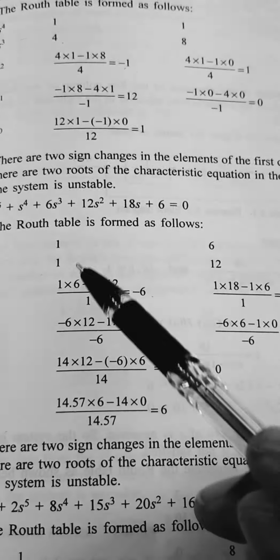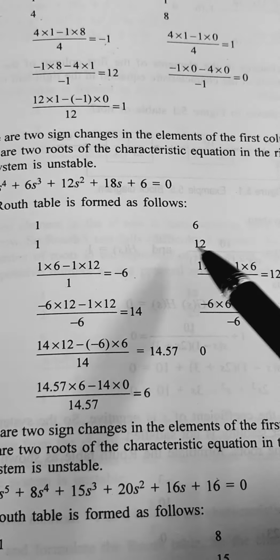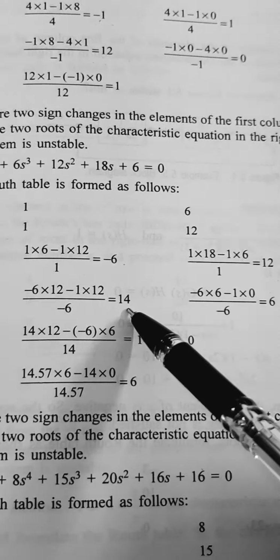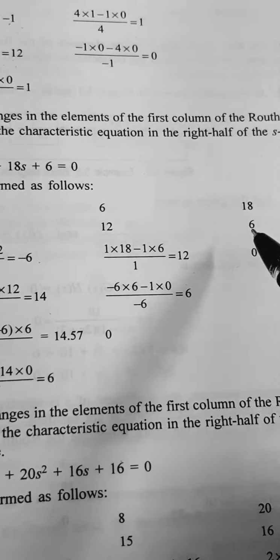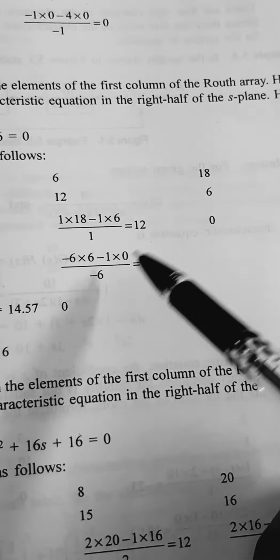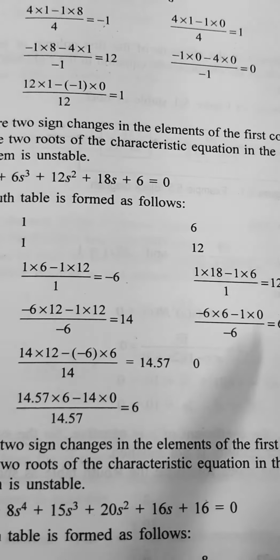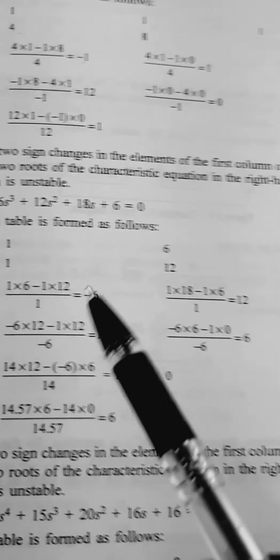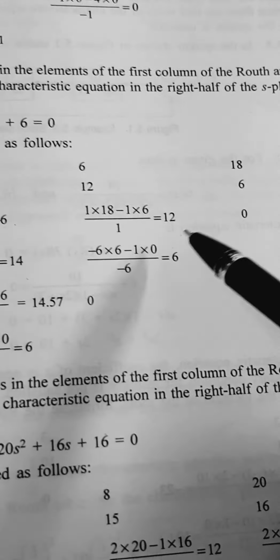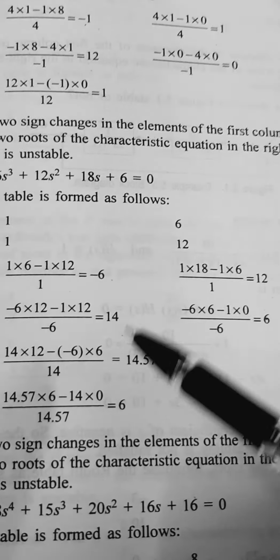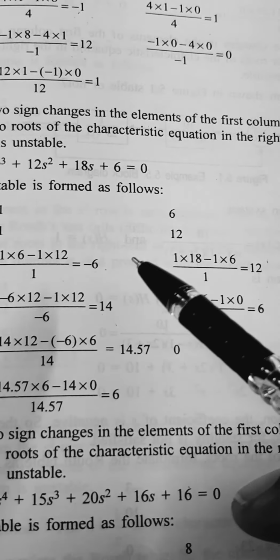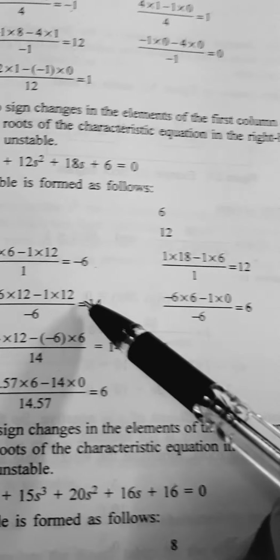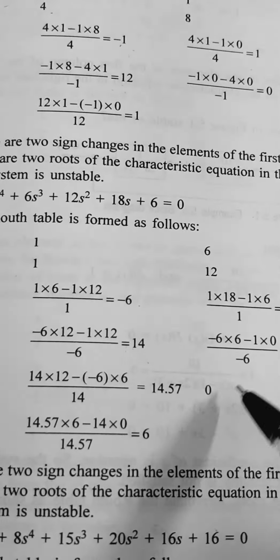Next, these elements are obtained by considering the previous row, that is minus 6 into 12 minus 1 into 12 divided by minus 6, you are getting 14. Then minus 6 into 6 minus 1 into 0 divided by minus 6, you are getting 6. Further there won't be any more. Then this is obtained by 14 into 12 minus 6 into 6 divided by 14, so you're getting this. Then in these two rows, the next is 0.